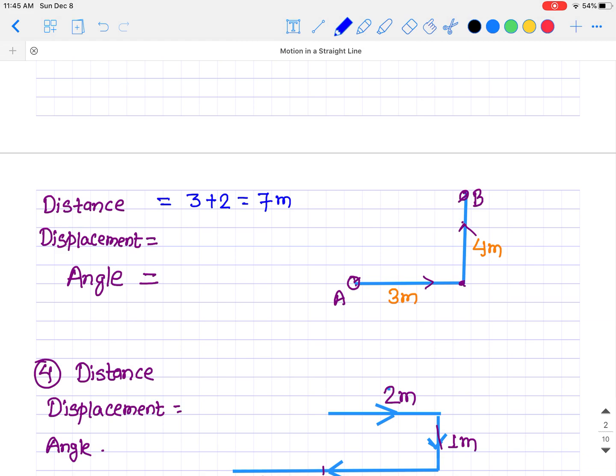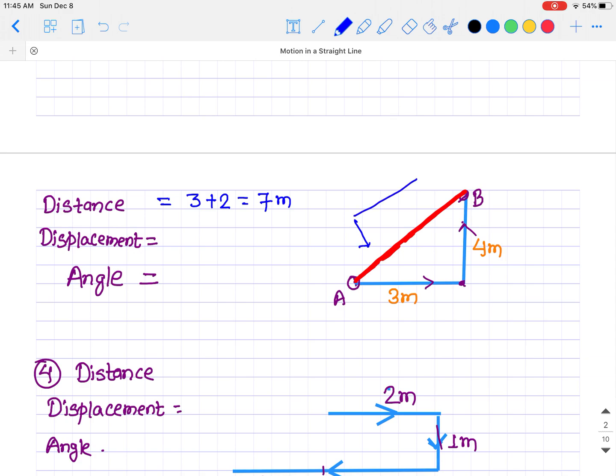And now the total displacement. How do you define the total displacement? The total displacement is defined as a straight line connecting the initial and the final point. If I connect this point, this length shown by the red color is the displacement. So what is this value here?